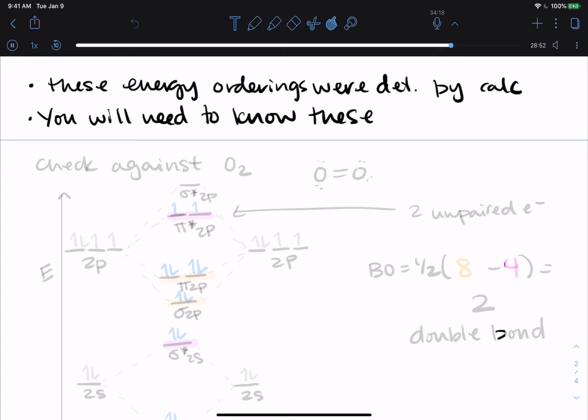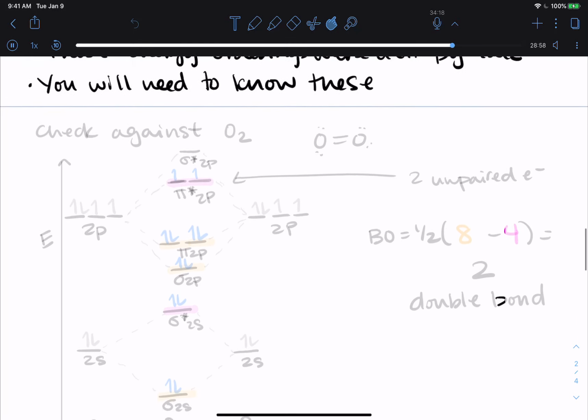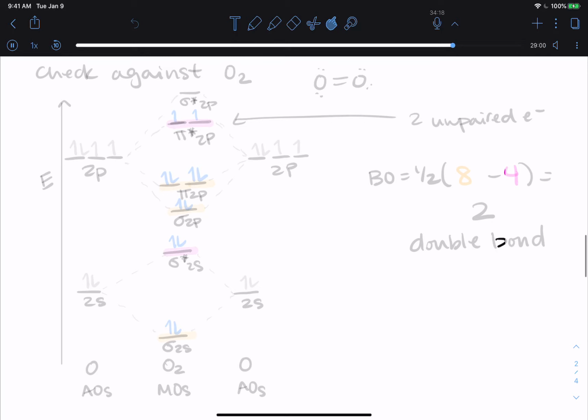I think that's the main point that I wanted to get across. So you need to know them. You need to be able to draw them. Hopefully the tricks, the first half, second order, two levels at the lowest energy, will help you remember what goes with what.